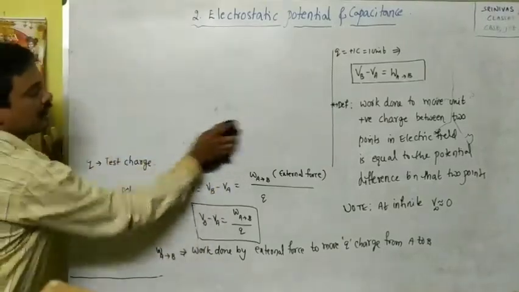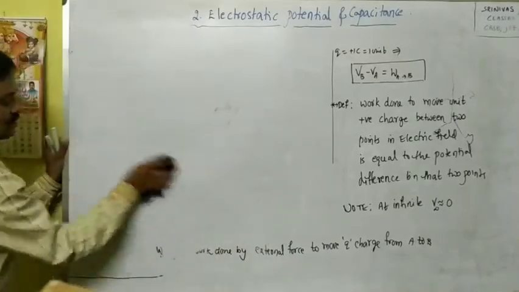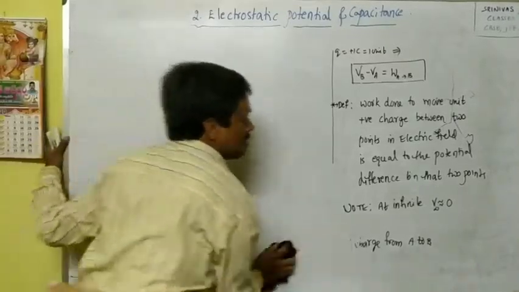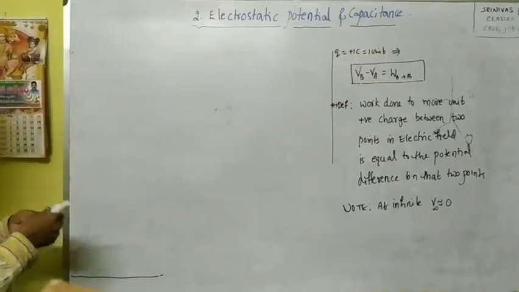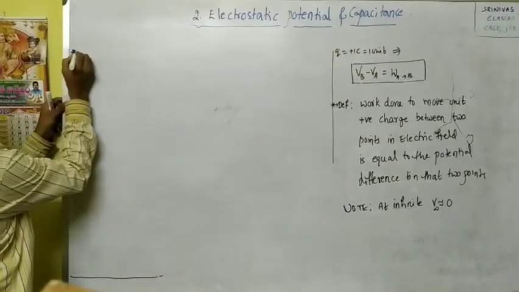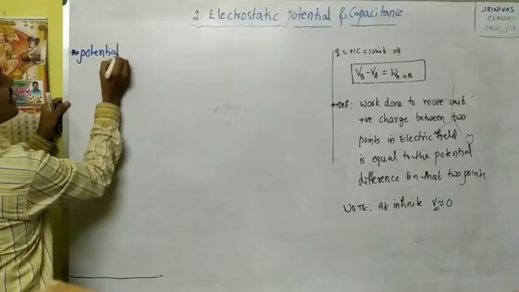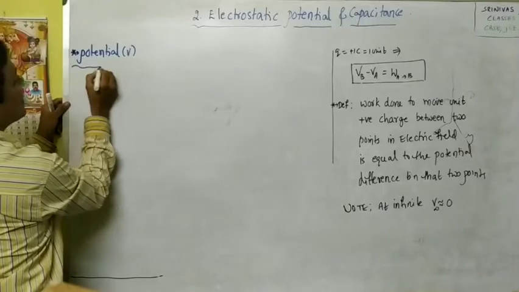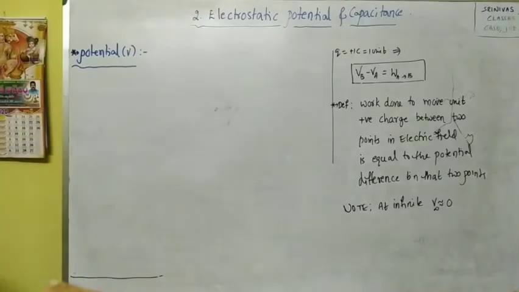Then, how to define the potential, what is the unit for the potential, and which device is used to measure the potential? This topic is also there in the 10th class. Now, let us see what is potential. Potential is V. And now, how to define the potential?